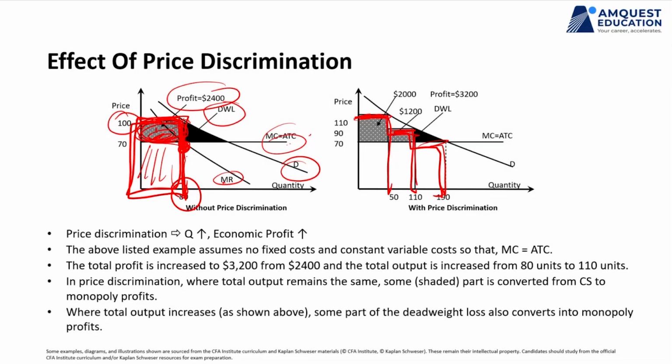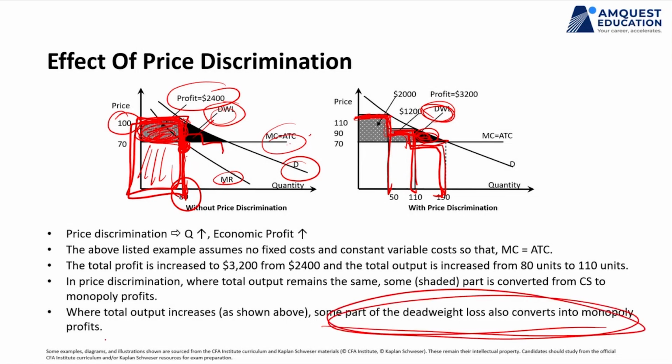So I'm trying to not just earn this profit, because if I earn only this profit, then this is my deadweight loss. But I want to try and get some of the deadweight loss into mine. So I'll take this. My deadweight loss will reduce to only so much. And my profit will now increase because I took the deadweight loss into my profit. Clear? So what's happening? Some part of the deadweight loss converts into monopoly profits.